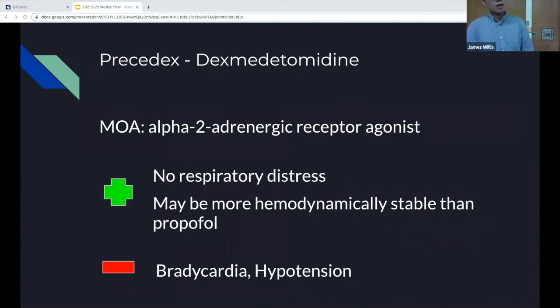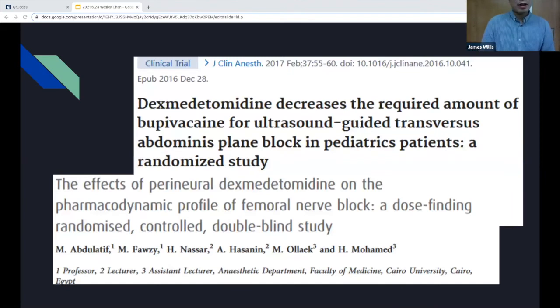Precedex, or Dexmedetomidine, is an alpha-2 receptor agonist. Some of the positives are that there's no respiratory distress, and it's maybe hemodynamically more stable than Propofol. Some of the downsides are bradycardia and hypotension. It's used a lot for sedation, but it's been shown to also be used for local anesthesia for some of these procedures. It can be administered IV, intramuscularly, orally, and intranasally. We use this a lot in our peds population.